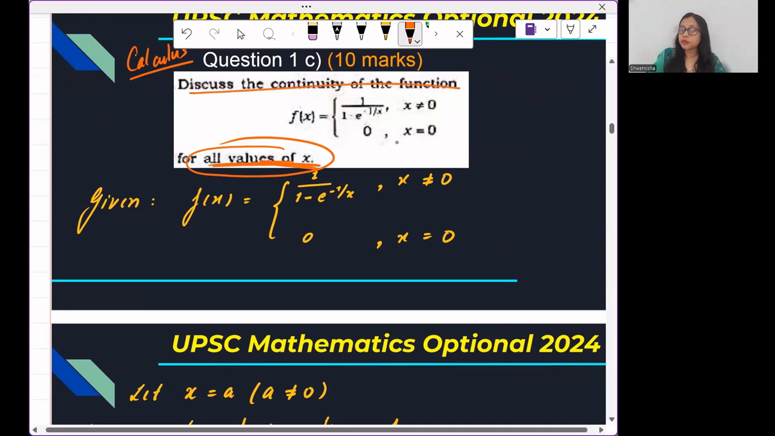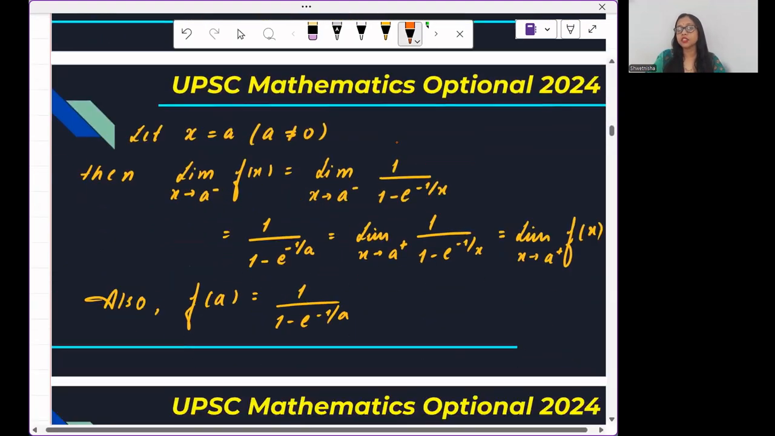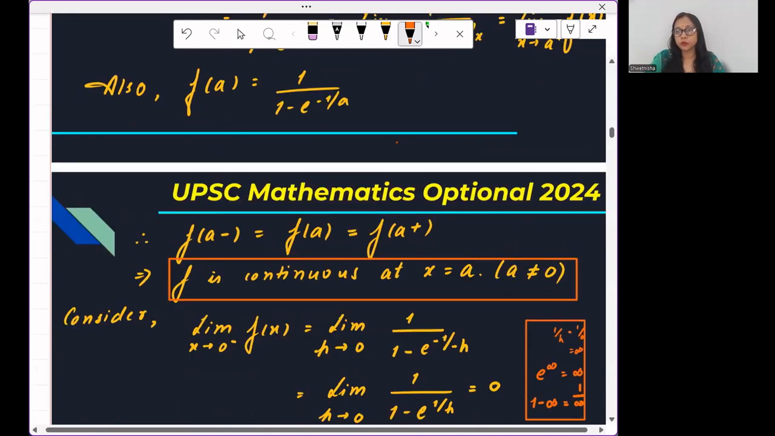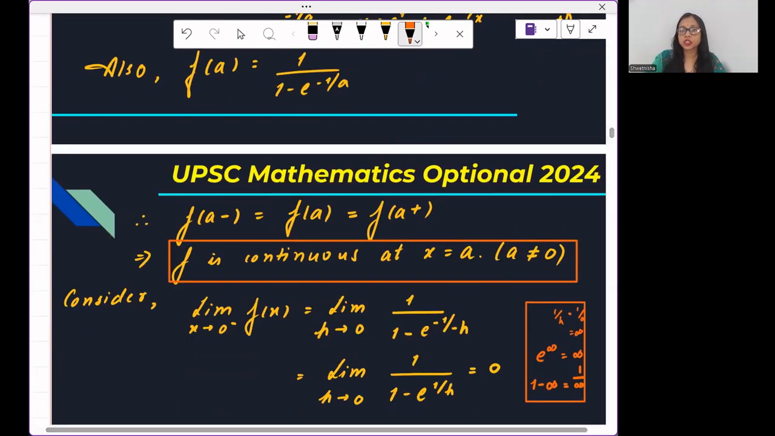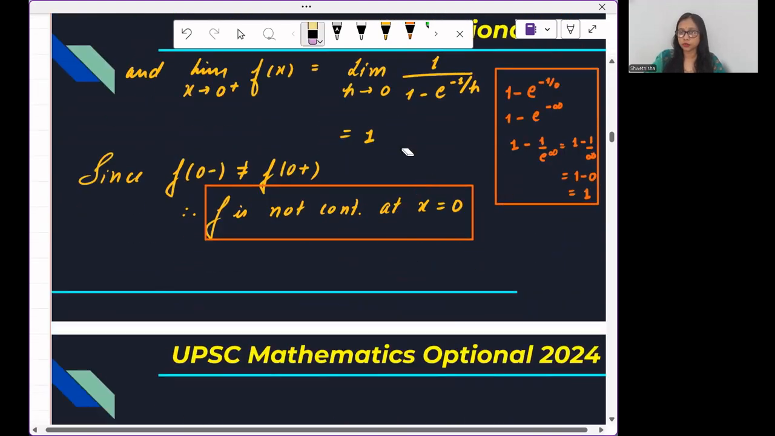So when they are asking about the continuity of the function, you have to talk only about the points that are in the domain first. Here, every point was in the domain. That's why I have discussed every point, meaning every real number. So I have discussed for all the real numbers, non-zero and 0 also.